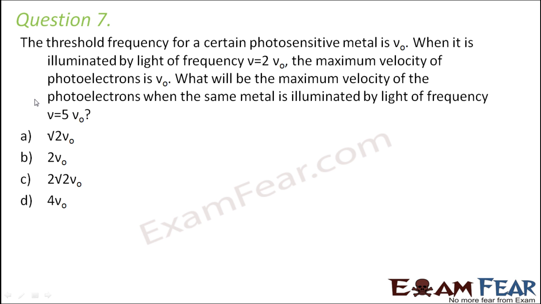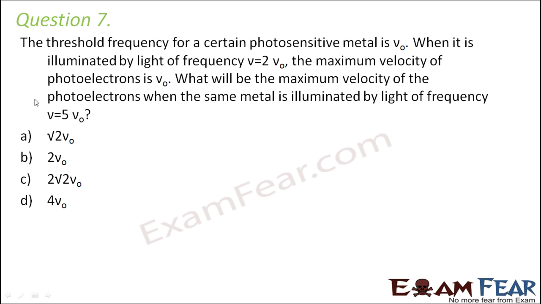Question number 7. The threshold frequency for a certain photosensitive metal is nu naught. When it is illuminated by light of frequency nu is equal to 2 nu naught, the maximum velocity of the photoelectrons is v naught. What will be the maximum velocity of the photoelectrons when the same metal is illuminated by light of frequency nu is equal to 5 nu naught?